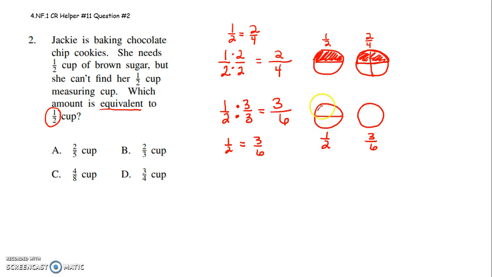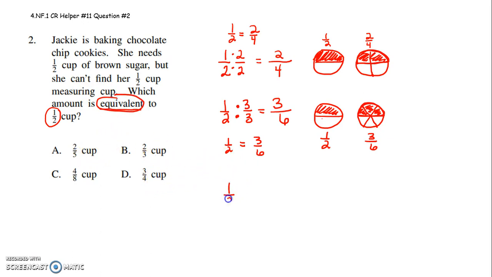So let's look at what 1/2 of the circle would look like. Now let's break this circle into 6 to the best of our ability. And let's go ahead and shade 3 out of those 6 parts. 1, 2, 3 out of those 6 parts. You can see 3 out of 6. It's exactly the same as shading 1/2. 1/2 and 3/6 are actually the same exact number. They are equivalent. But 3/6 is not one of the answers here.